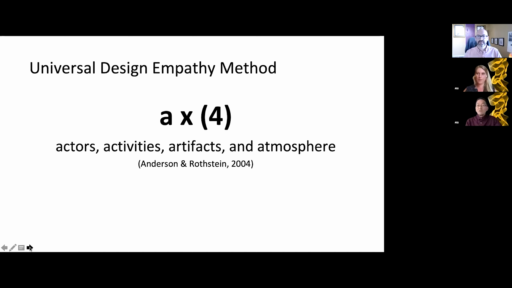I'd like to offer the method of the A by 4, which is looking at the 4 A's. This is called the actors, activities, artifacts, and atmosphere methodology. When you look at these 4 different perspectives, you'll gain a better empathy for the people that you're focused on, specifically in the case of instructional design, the learner.